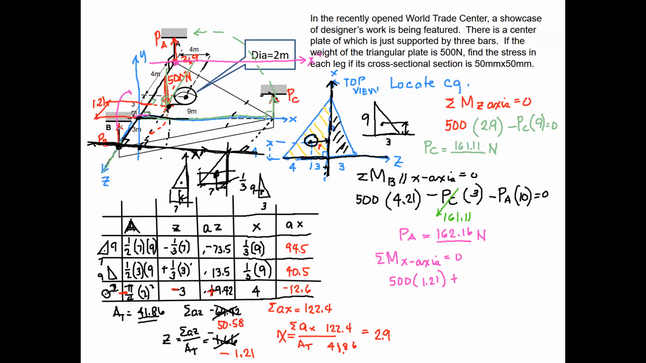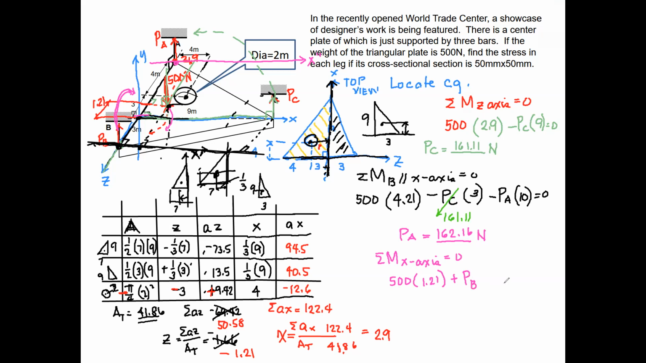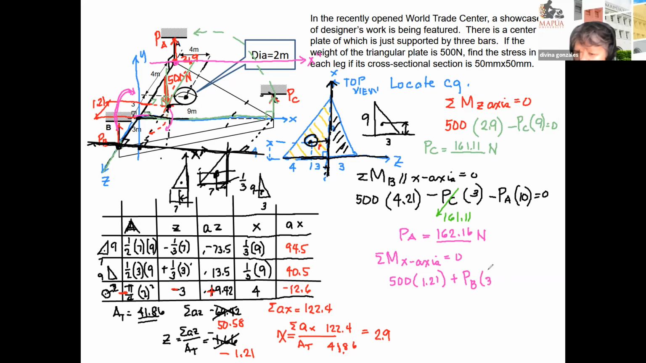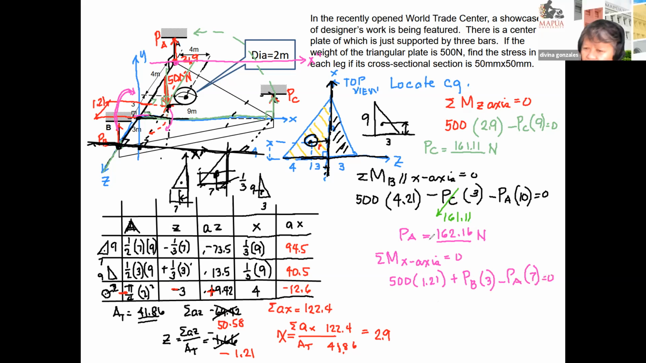Wala na po, miss. Ito pa, oh. Ay, ito positive ba? Ma'am, yung P of B. Anong distance? Distance po is 3. Okay. And then, finally, yung counterclockwise naman is yung P of A. Anong distance? 7 po. Equal 0.